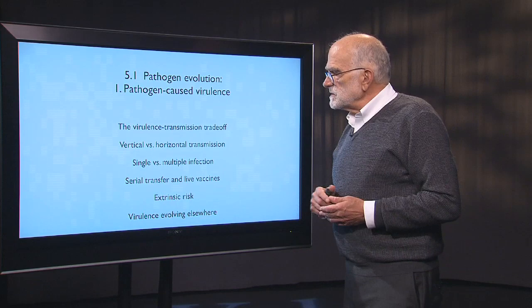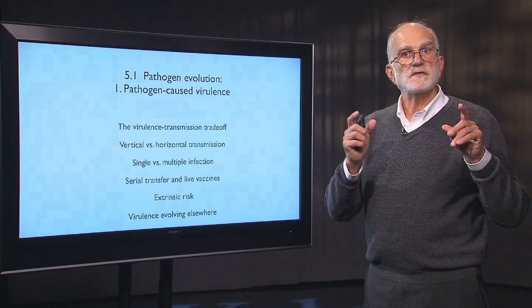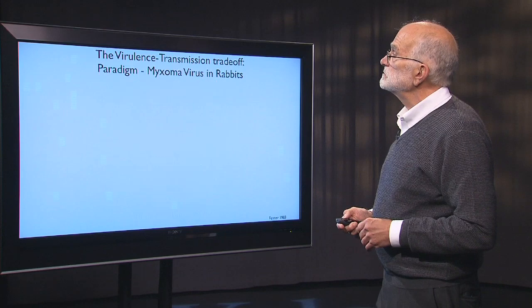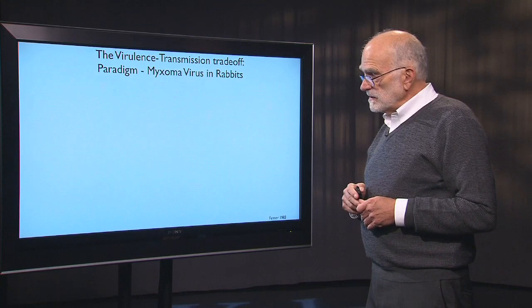Virulence can also evolve elsewhere, and when it evolves elsewhere, then the effect in the host is a byproduct, and there isn't really a co-evolutionary interaction with the host. Let's begin with the virulence transmission trade-off. The paradigm for this is myxoma virus infecting rabbits.